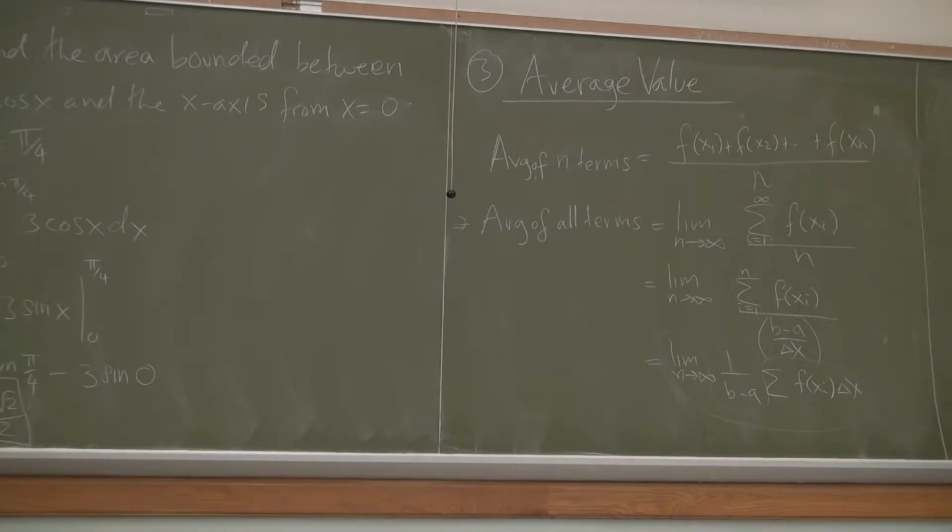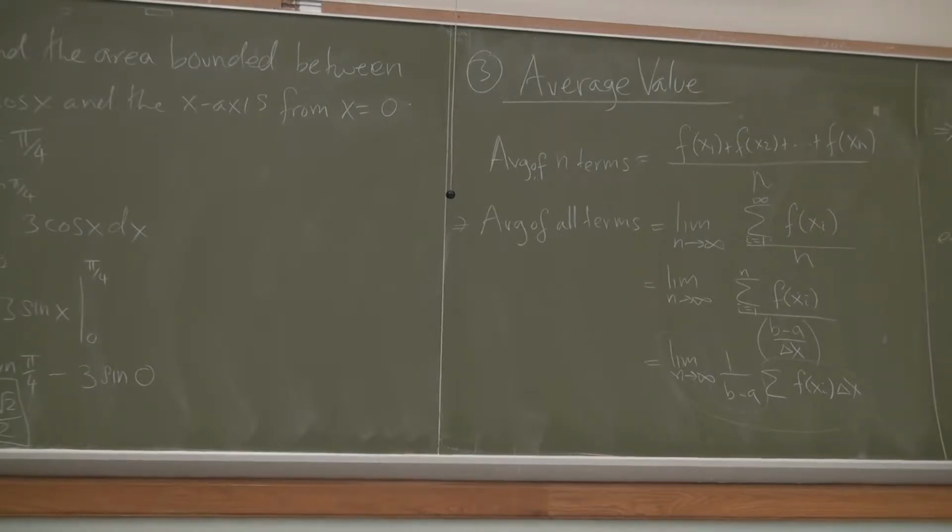So this means the average value, the notation is f sub ave, is given by 1 over b minus a, the integral from a to b of f of x dx. So this is the average value that your function gives on the interval a to b. So you just divide by the difference: 1 over the length of the interval times the integral.